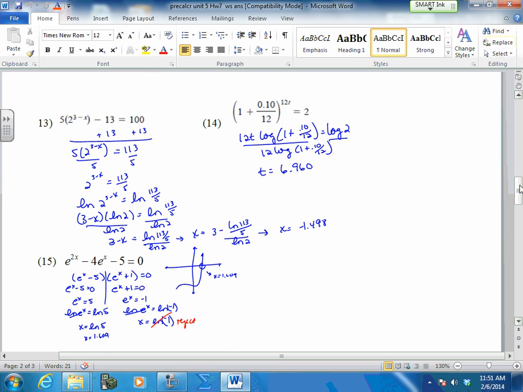Okay, these got a little bit more involved. Remember we said yesterday or Tuesday, isolate. So add 13 to both sides. I divided by 5. You can take the log of both sides and then use a product. That's probably the better way to do it.